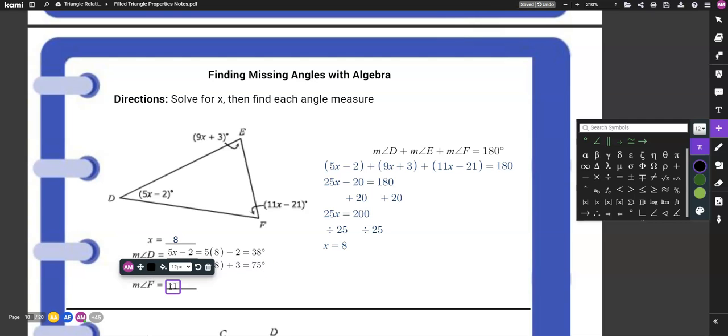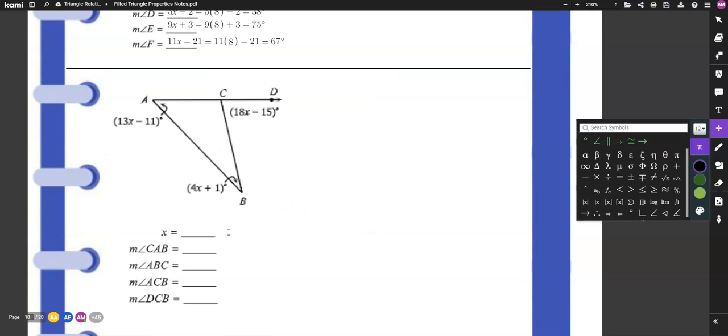So 11x minus 21. 11 times 8 is 88, minus 21 is 67. Last problem in this section. We have angle DCB is given to us as 18x minus 15, CAB is 13x minus 11, and ABC is given to us as 4x plus 1. It would like for us to solve for x and then determine all of the angle measures.